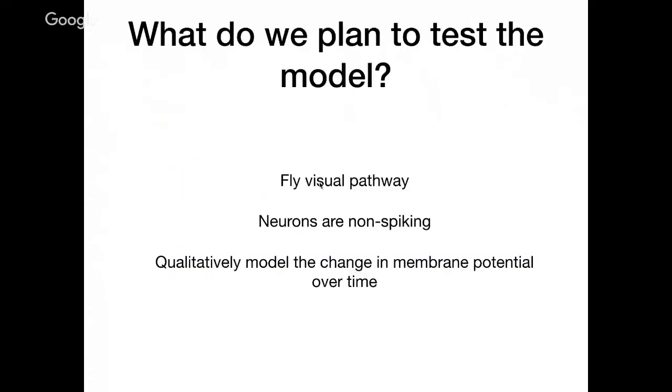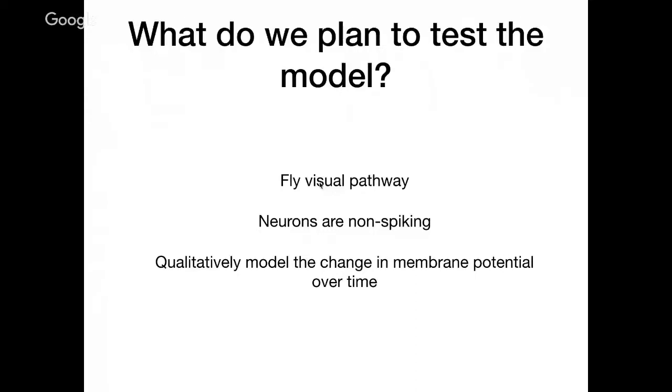So to start out, I'll give you a little background of what we plan to model. The area of the fly that we worked on was the fly visual pathway, where the neurons in this specific pathway are non-spiking. And this is a fairly important assumption because it makes the modeling much simpler compared to spiking neurons.